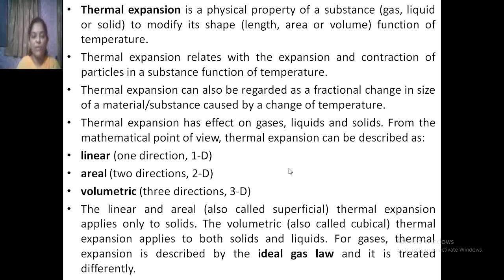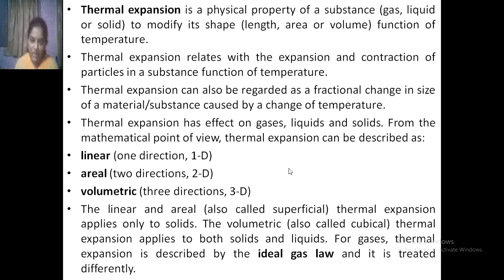So thermal expansion has effects on gases, liquids and solids. From the mathematical point of view, thermal expansion can be described as linear, that is one directional, 1D; areal, that is two directional, 2D; and volumetric, that is three dimensional, 3D. The linear and areal are also called superficial, and this thermal expansion applies only to solids. The volumetric, also called cubic, thermal expansion applies to both solids and liquids. For gases, thermal expansion is described by the ideal gas law and is treated differently.